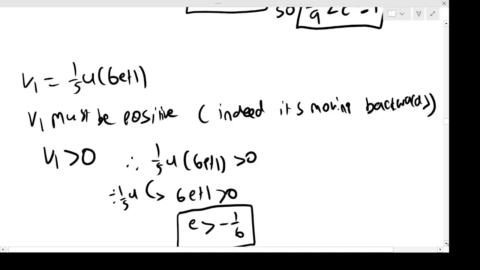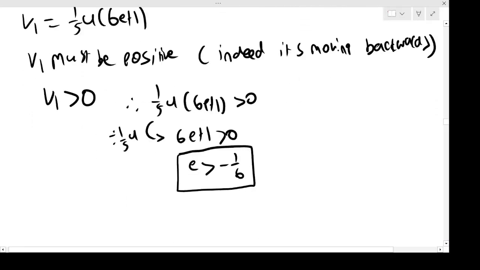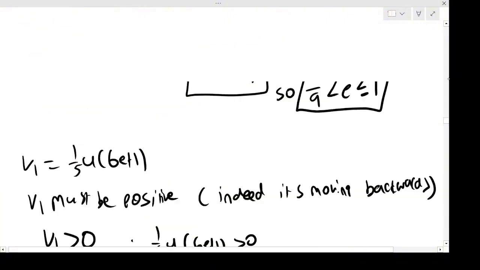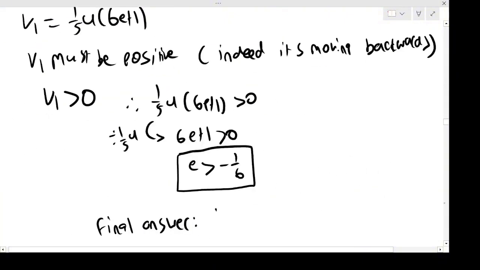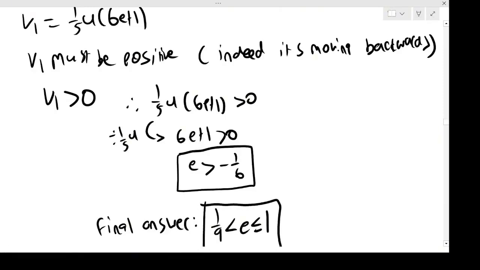Okay, because I know that's saying that E has to be greater than a negative number. I know that's true anyway, because E is between 0 and 1. E can't be negative anyway. So that doesn't tell me anything, unfortunately. So overall, my final answer, my final inequality for E is this, a ninth to 1. Okay. And there we are. Okay. Hopefully happy with that. Okay.